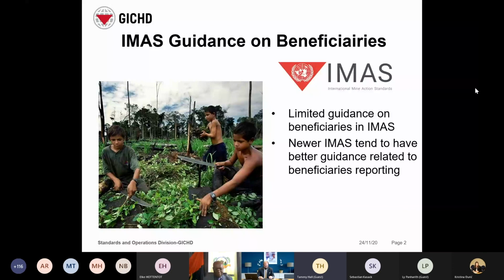One thing that I found quite interesting was that within IMAS 410, which is our standardized look at terminology, there is no definition for beneficiary. I think part of this stems from the fact that it was felt that beneficiary shouldn't be defined by a mine action organization because it goes beyond mine action. But at the same time, I think it is notable that we haven't chosen to define it within the context of the sector.